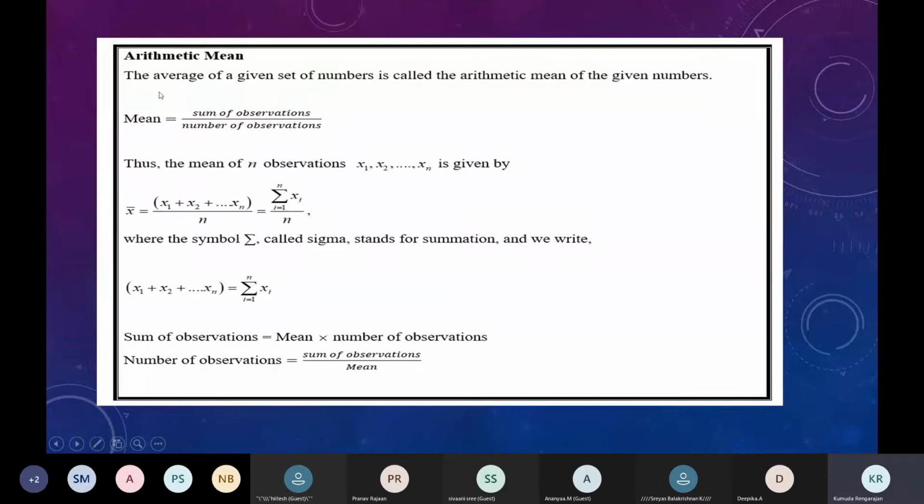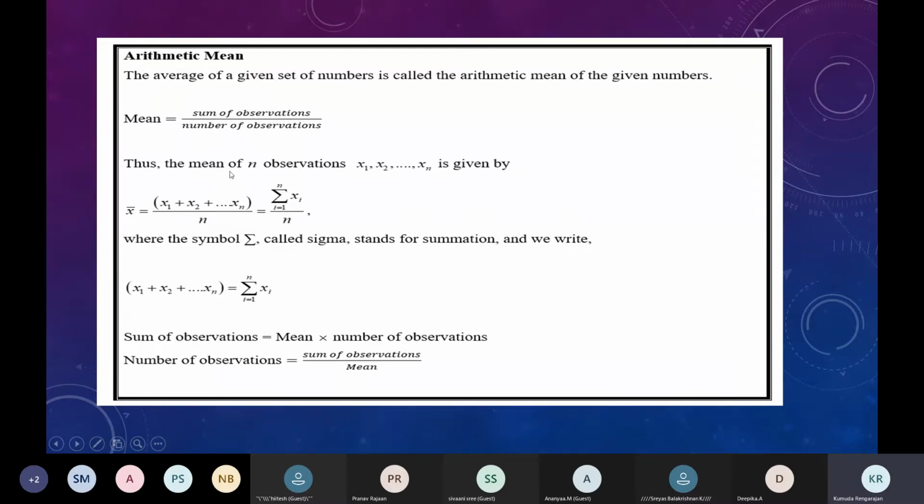So what does arithmetic mean? The average of a given set of numbers is called the arithmetic mean of the given numbers. Mean, simply mean, or arithmetic mean. And how do we find the mean or arithmetic mean? It's given by the sum of all the observations by the number of observations.